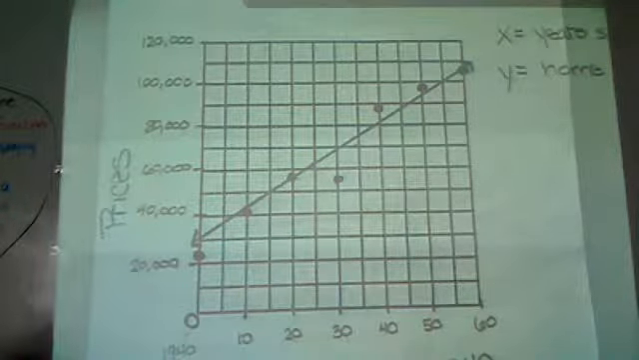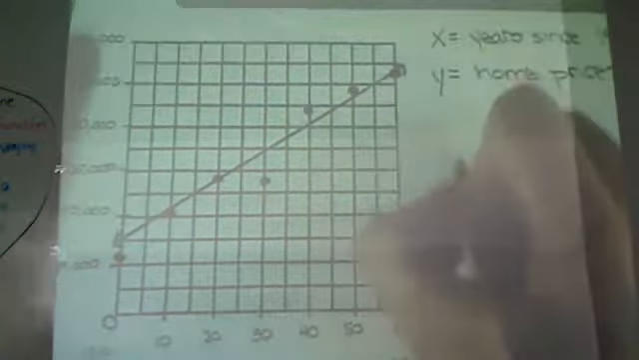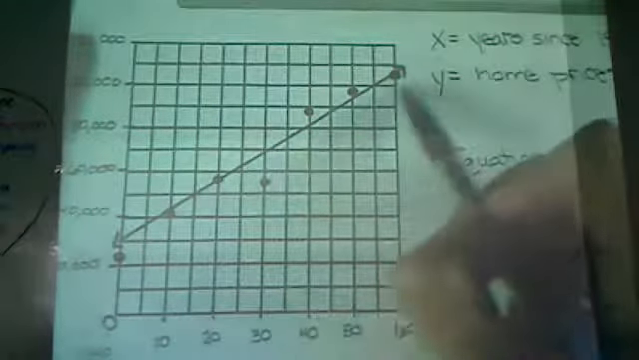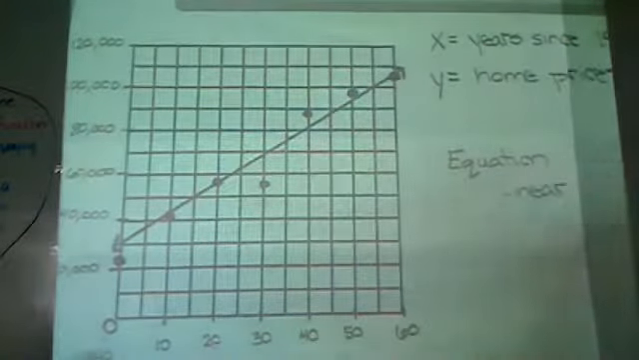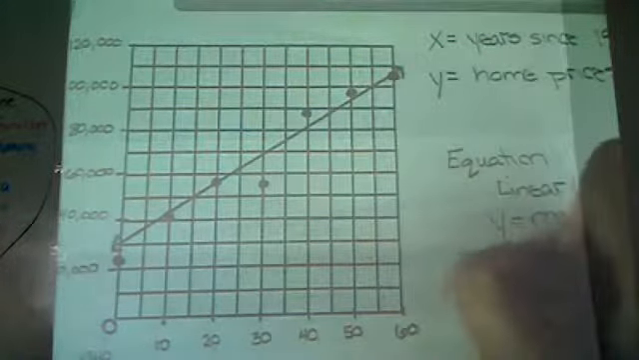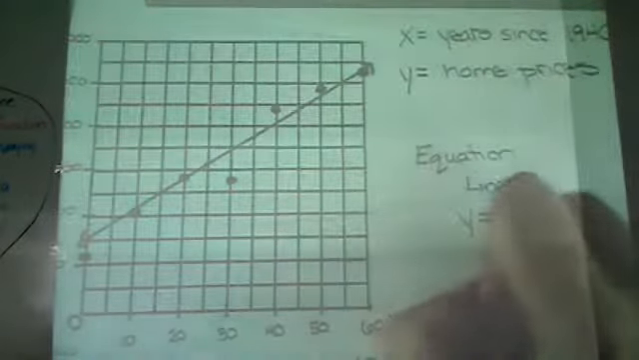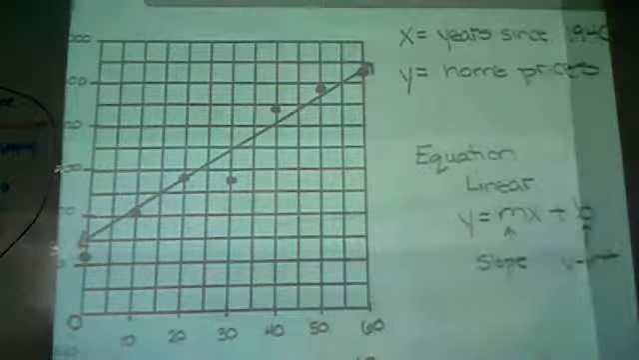We have now created a visual representation of the data. The next thing said, what is the equation of a trend line that models a relationship between time and home prices? So now we have to find an equation. Notice that this function is a linear function. And we're going to put it in the form y equals mx plus b, where m is your slope, recall that it's your slope, and b is your y-intercept.